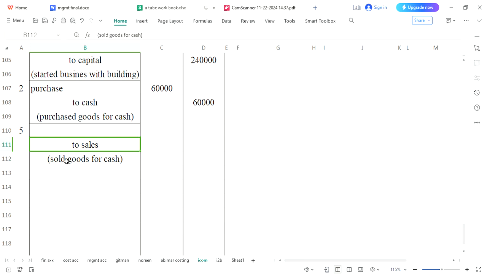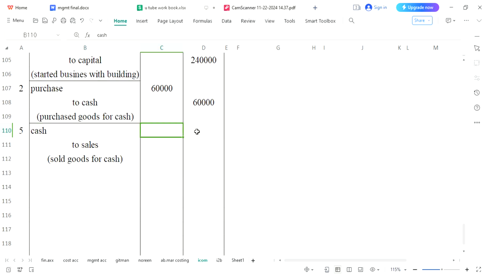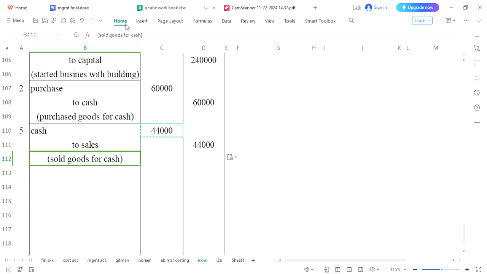When you will sell your goods, cash will come in. Cash is your asset. Asset is increasing. So you are going to write cash on debit side. So what entry you are understanding? It's cash. Number 5 entry, 44,000 is amount that would be written on debit side, and same amount we are going to write on credit side. So entry which we have made is cash to sale. After completion of this entry, we are putting a line. So fifth entry is completed.